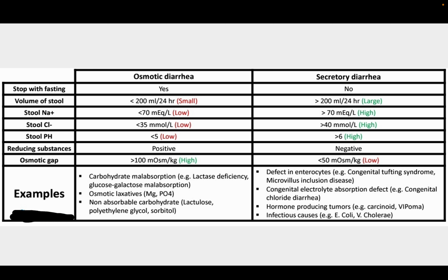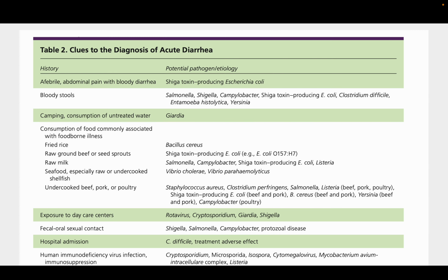More than 100, when you are saying 290 minus 2 into sodium and potassium, the difference is more than 100, it means the sodium and potassium are very low in the stool, and there is some other substance other than sodium and potassium that is constituting most of the osmolarity. So that is osmotic diarrhea, versus secretory diarrhea. So that is one more thing I wanted to mention.